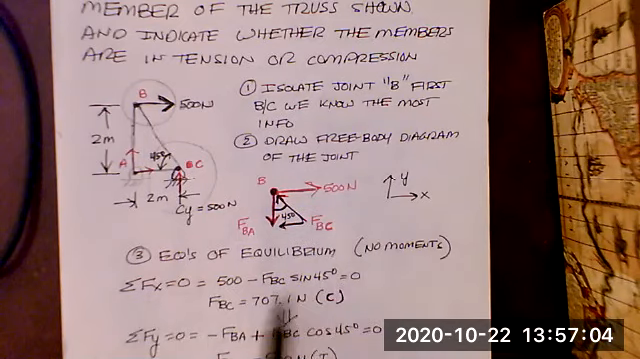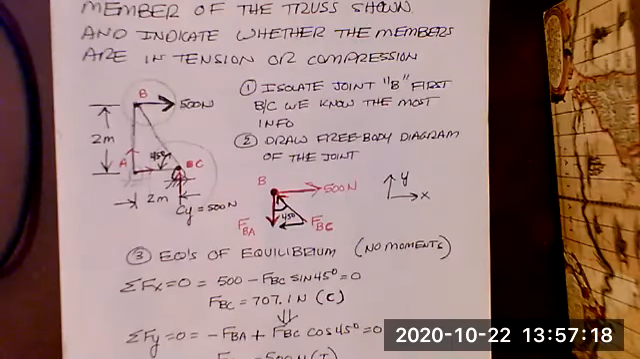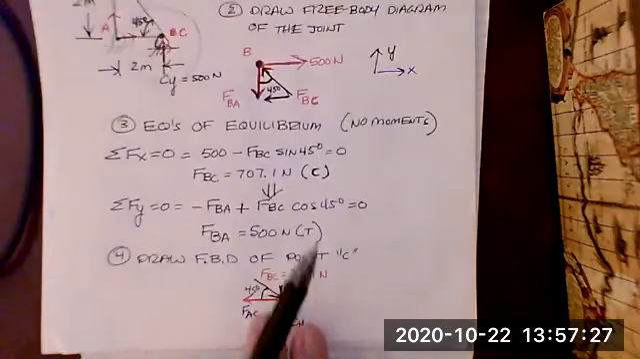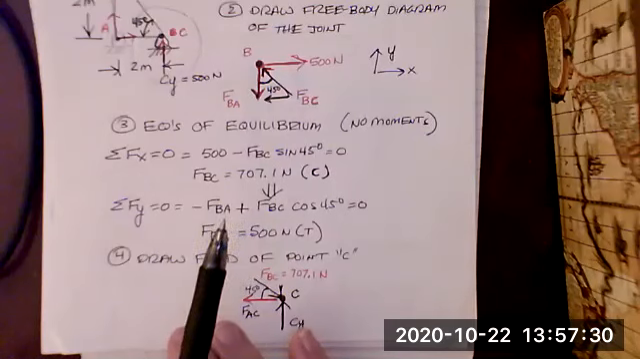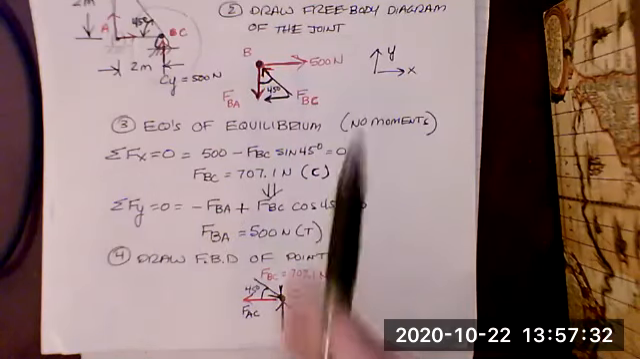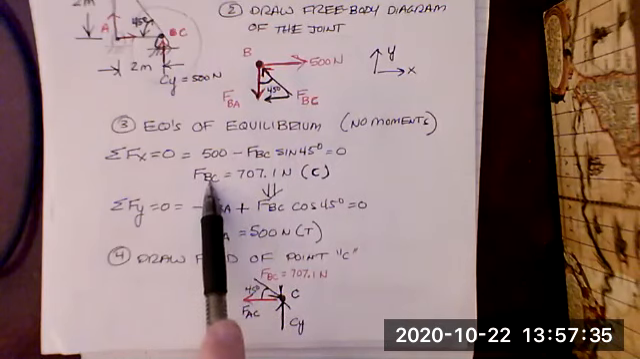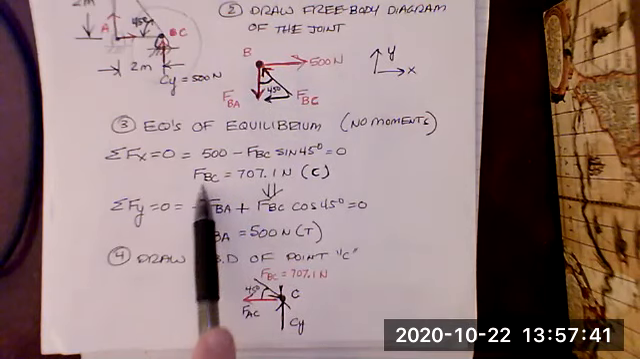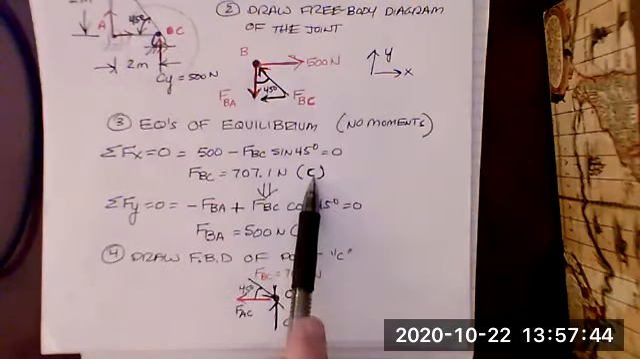So we sum the forces. We got 500 minus FBC sine 45. I want to make sure you understand how I got that. Does everybody see how I got FBC sine 45? Yeah, I see it. Okay. And we solve for FBC. Now for FBC, we got a positive result. So that means our assumption that I put in compression is correct. FBC is in compression.